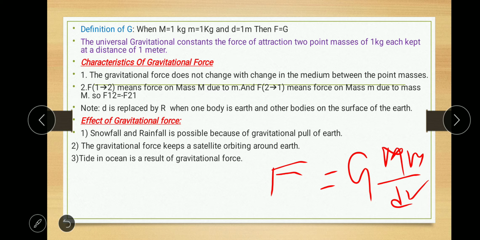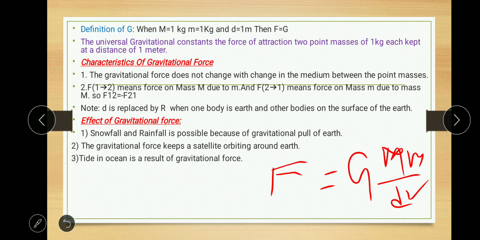Next, point number 2. F12 means the attraction force from body 1 to body 2, that is the force on mass capital M due to small m, and F21 means the force on mass small m due to mass M. F12 equals minus F21. This is Newton's third law.